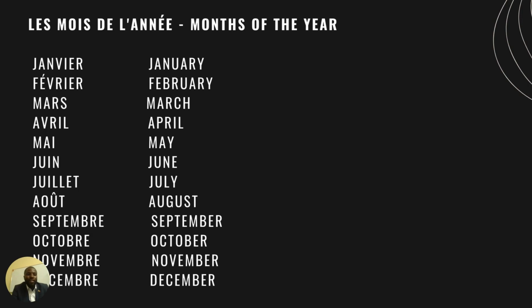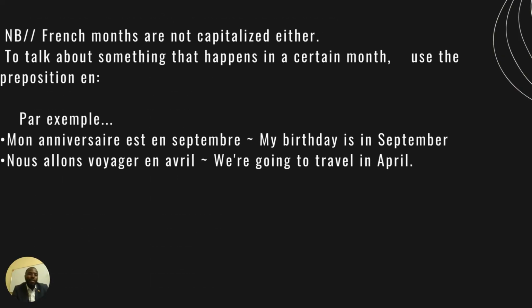So janvier, février, mars, avril, mai, juin, juillet, août, septembre, octobre, novembre, décembre. Literally January, February, March, April, May, June, July, August, September, October, November, and December. So French months are also not capitalized, meaning if it's in the middle of the sentence, you just write them in lowercase.